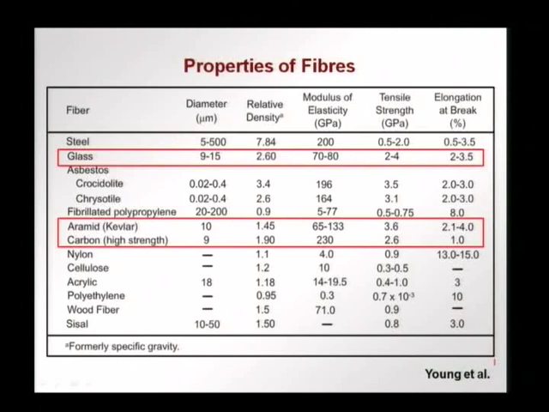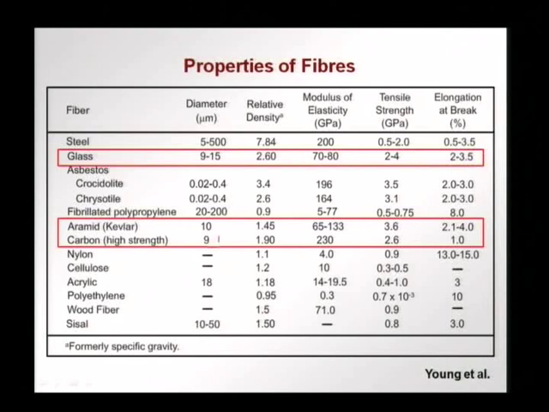Glass fibers are thin, in the order of 9 to 15 microns in diameter. Relative density of the glass is about 2.6. Modulus of elasticity is 70 to 80 gigapascals, tensile strength 2 to 4 gigapascals, and elongation or failure strain would be 2 to 3.5%.